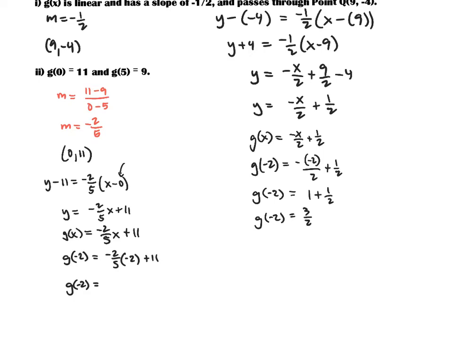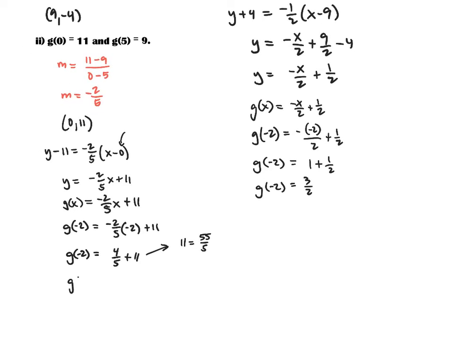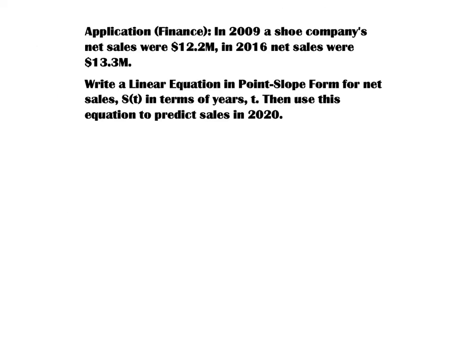Notice how I'm working vertically here. I'm not going across the page from left to right with a string of equal signs. That is just a foul in math. Okay, 11 is equal to 55/5. I'm just getting a common denominator here. Therefore, g of -2 will be equal to 59/5. Okay, guys, I'm trying to model proper notation along the way, so pay attention to those details.